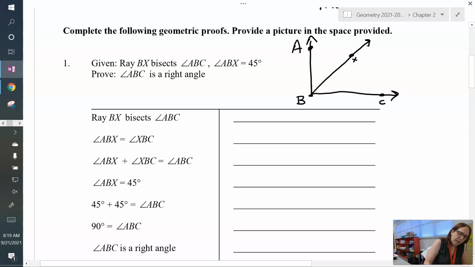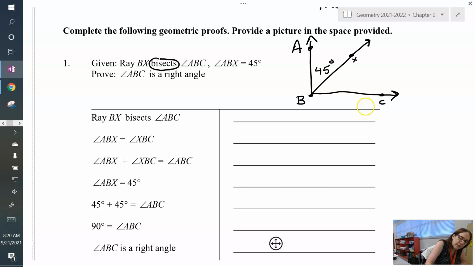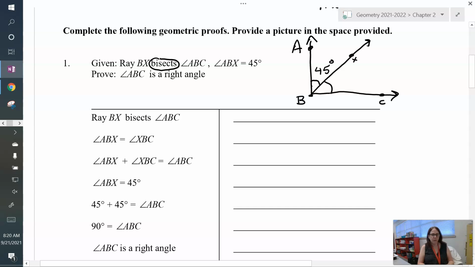And I'm told ABX is 45 degrees. So make sure you draw your picture, label all the information that it's giving you. Next thing you need to do is mark it. So because I am told that ray BX bisects angle ABC, that means that those angles are cut in half, and I've got two equal angles. So I'm going to mark them congruent. So right there I've marked my angles congruent.